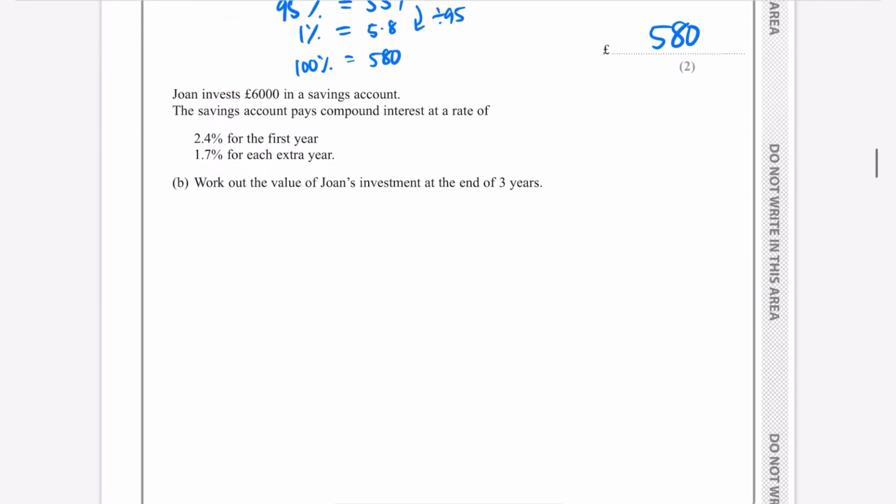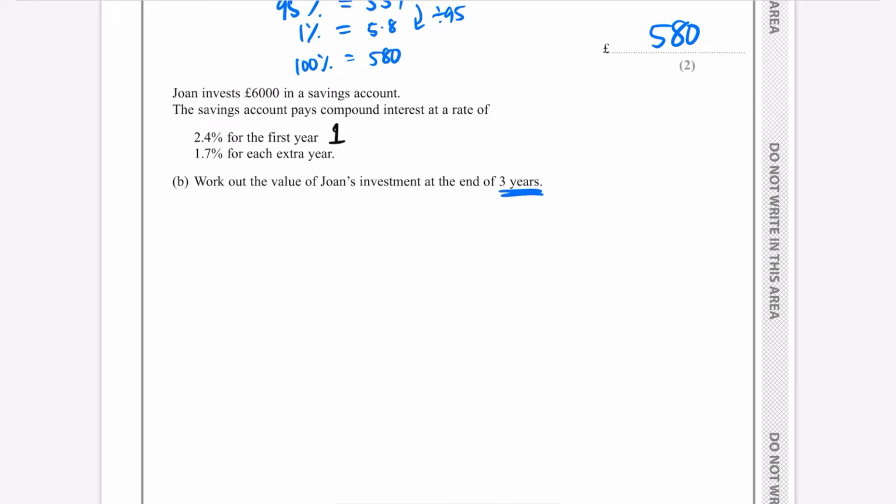Joan invests £6,000 in a savings account. The savings account pays compound interest at a rate of 2.4% for the first year and 1.7% for each extra year, and she's going to do it after 3 years. So that means we're going to have one of these ones, and then this one is going to happen twice for the second and the third year. I'm actually going to write this is the first year, and then this is the second and the third.